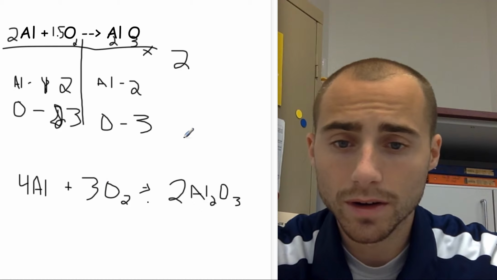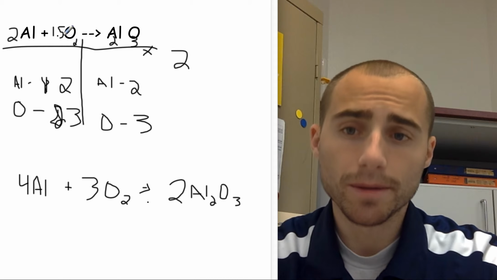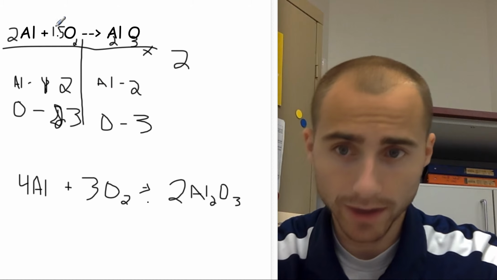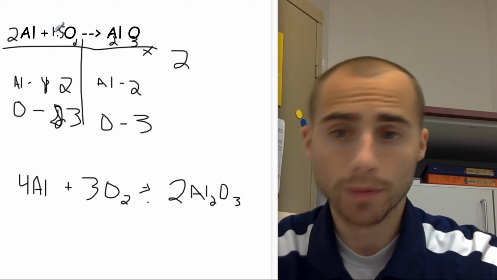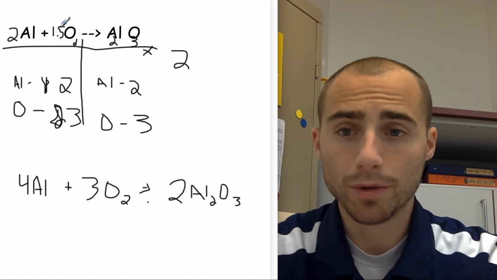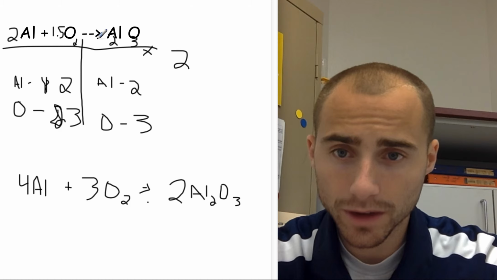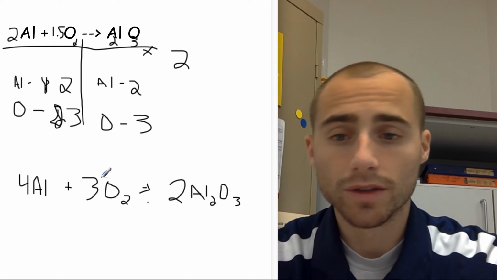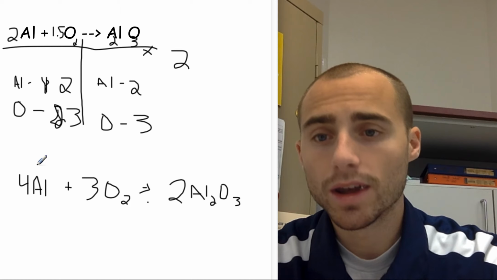Now, recap how I did that. All you do is try to put whatever coefficient you can to make both sides equal. If that coefficient ends up being a non-whole number, like a 1.5, a 2.5, or 3.5, all you do is multiply the whole equation, all the coefficients, to get whole numbers. And that's what I did here. I had a 1.5, I had to multiply it by 2 to get 3, but that meant I also had to multiply this by 2 to get 4, and this by 2 to get 2.